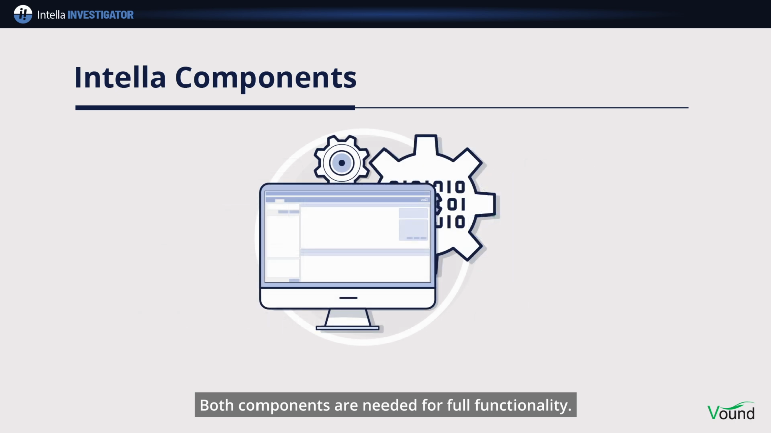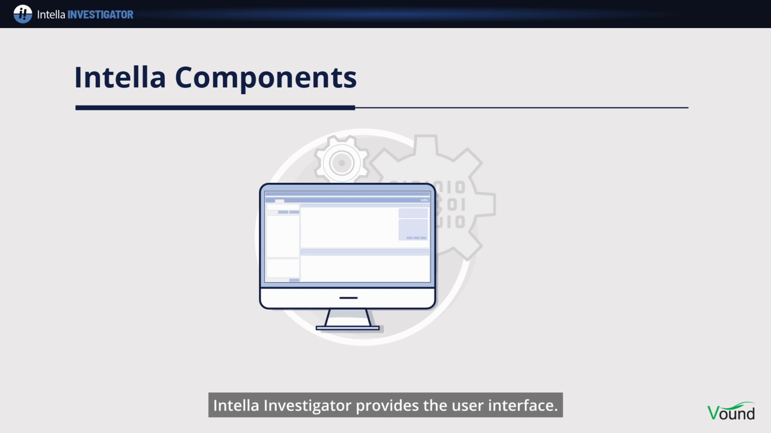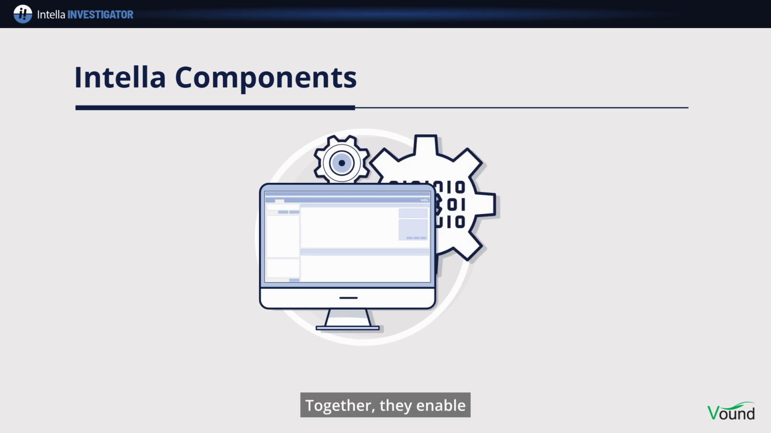Both components are needed for full functionality. The Intella Node indexes evidence in the background, while Intella Investigator provides the user interface. Together, they enable comprehensive analysis and investigations.